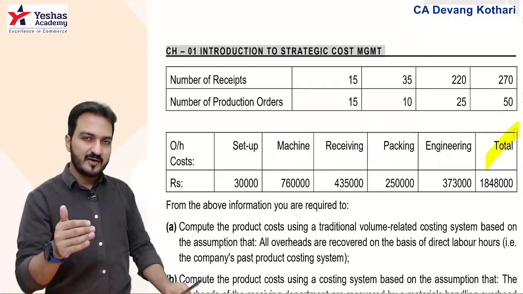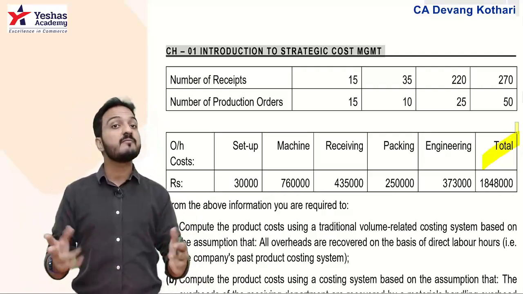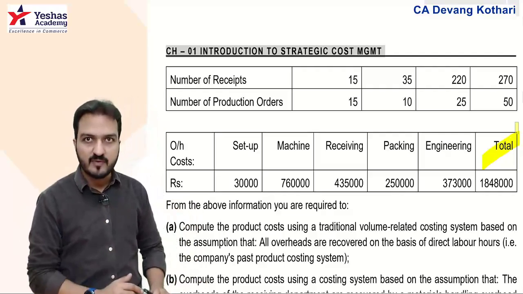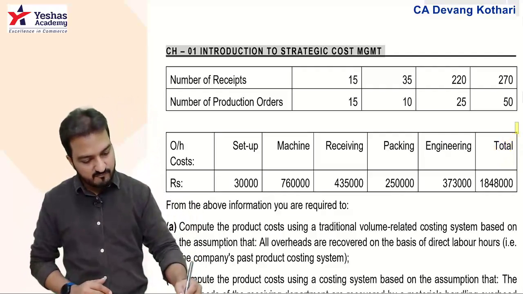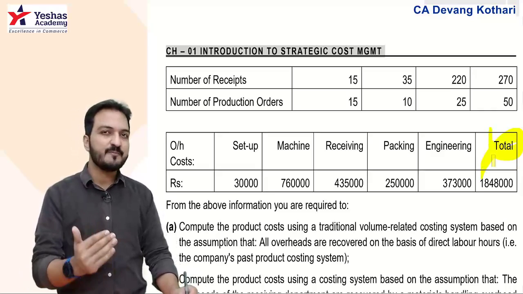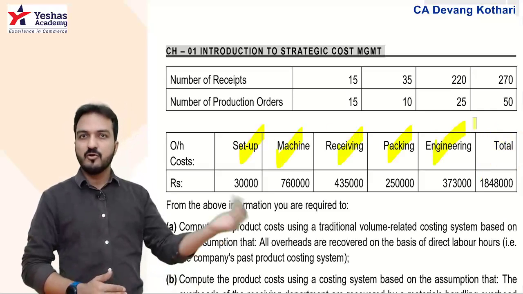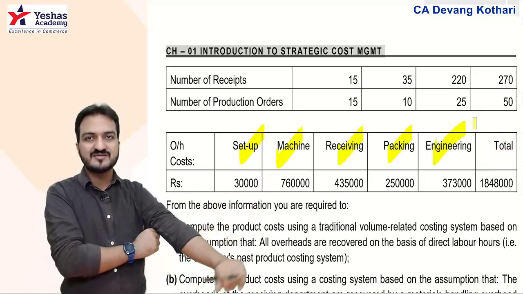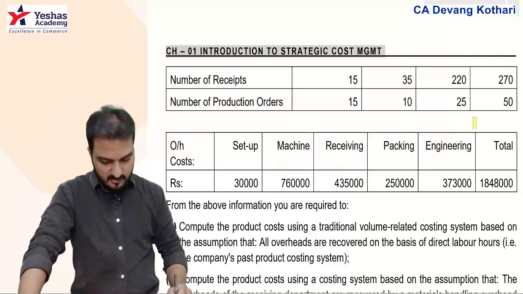Yes, so under the traditional method you will use the total overhead cost divided by total base, a single rate you will make. But under the activity based costing method, instead of making a single rate for total overheads, you will make a separate rate for each activity involved in the company. You are already given here that 5 activities are involved in the company. Done? Yes. Okay. Read the required part.